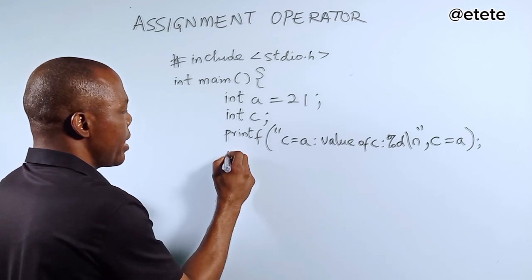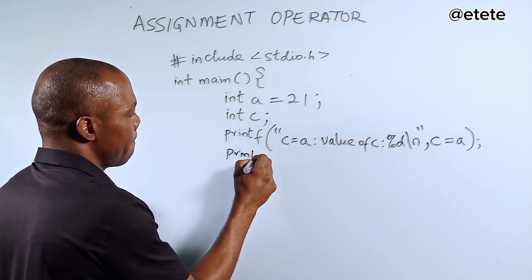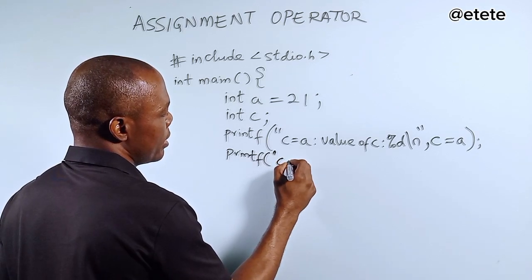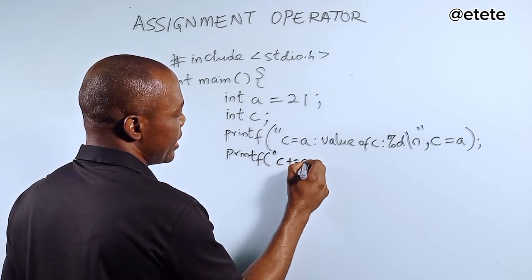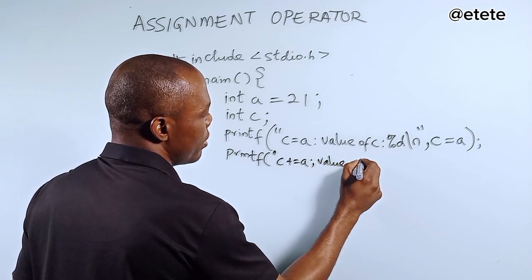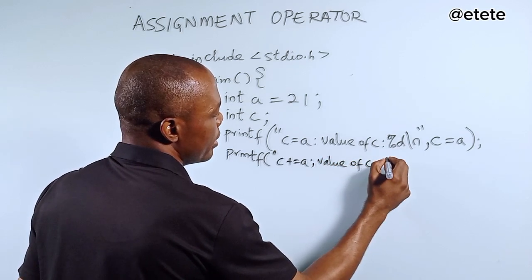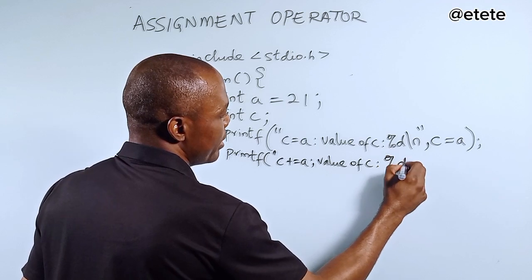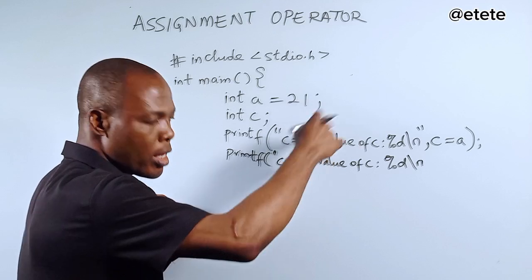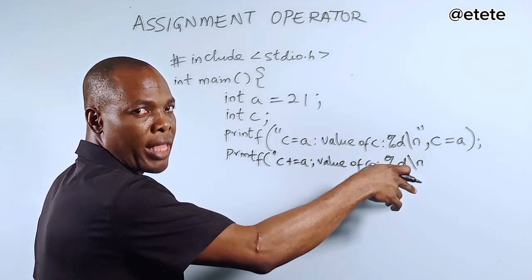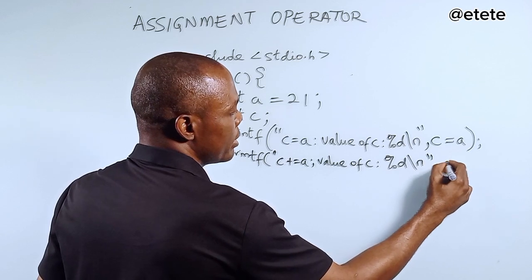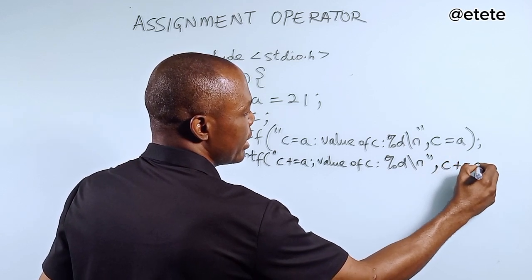Now, here I will say printf, and I will do c plus assign a. I will say value of c. Then I will call my format specifier, then new line. This \n is simply saying go to the next line before you print out the next value. Then I'll close this. Then I will say c plus assign a.